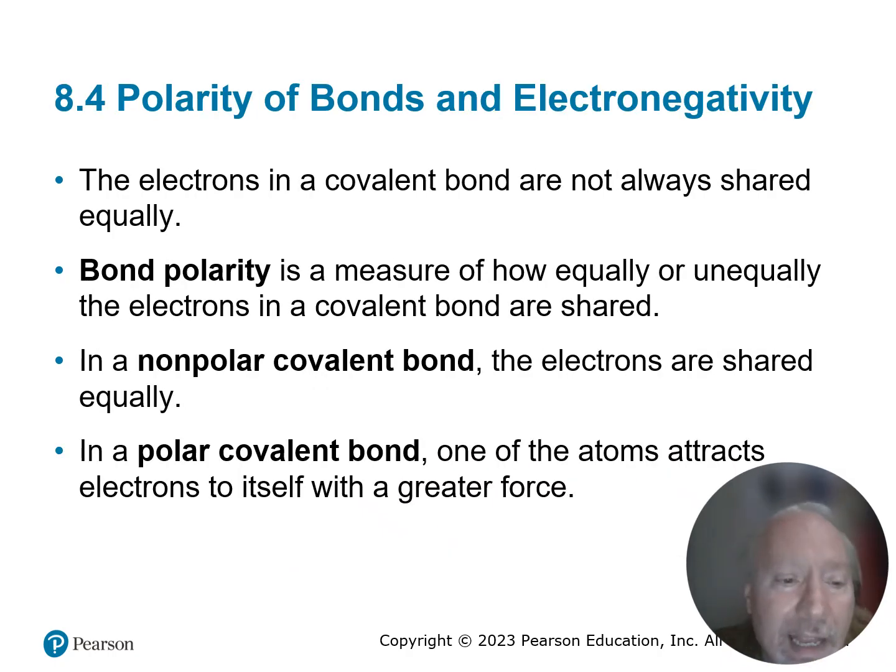The polarity of bonds and electronegativity. Electrons in a covalent bond are not always shared equally because of electronegativity. We've already studied that, and we've looked at electron affinity and ionization energy. All these things are linked together because of the shielding effect, the valence electrons being shielded by core electrons or not, and the proton charge that is positive that attracts the negative electrons to it to some degree. So in a nonpolar covalent bond, the electrons are shared equally. There is no one atom getting more electrons than the other atom.